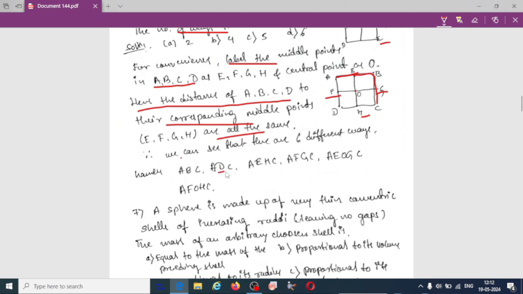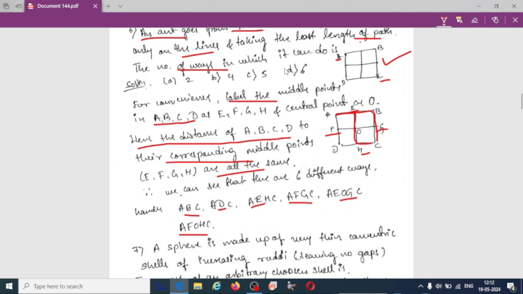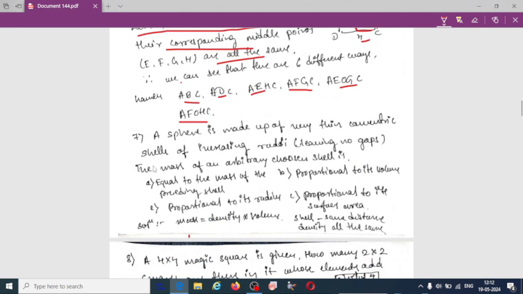So the next path is A, D, C. So that is the second way, and all the ways I have written: A, E, H, C. This is the way it can reach. So like that you have to draw A, F, G, C, A, E, O, G, C, A, F, O, H, C. So how many are there? Total 6 different ways. Option D is correct. So the ant can reach from A to C in 6 ways.